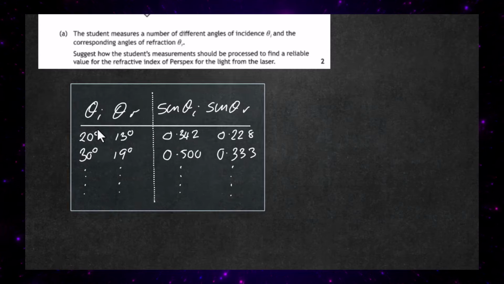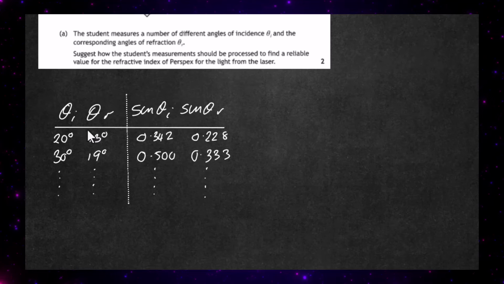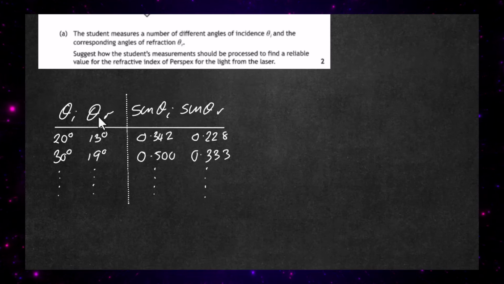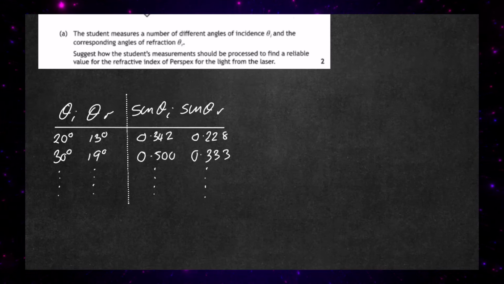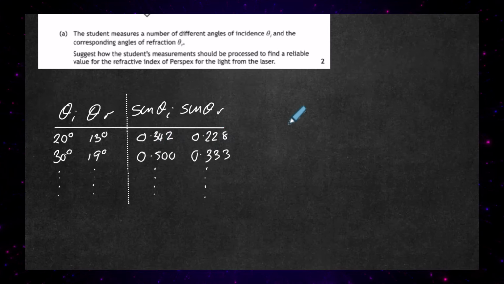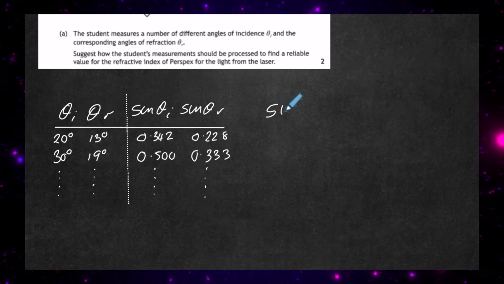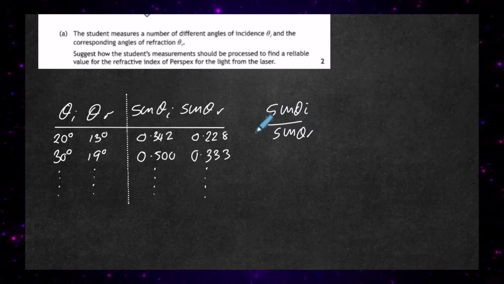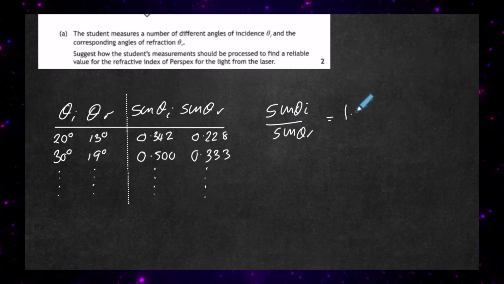I've just made up these values to show you a typical table you'll have and the process you would have to follow. So you can see from that you have got a series of results: theta I 20 degrees, theta R 13 degrees. You would measure the next one, 30 degrees, and theta R 19 degrees. That wouldn't really tell you anything, but if you went to sine theta I and sine theta R, you would get these values here. And then if you take the ratio sine theta I divided by sine theta R, you would get a value of 1.50.